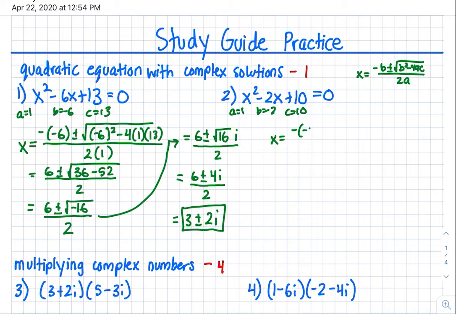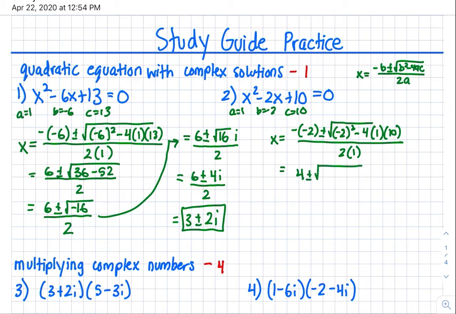negative of -2 plus or minus the square root of -2 to the second minus 4 times your A times your C all over 2 times A, which is 1. Okay, so 2 plus or minus -2 squared is 4. -4 times 1 times 10, -40 all over 2. So 2 plus or minus square root of -36 all over 2.